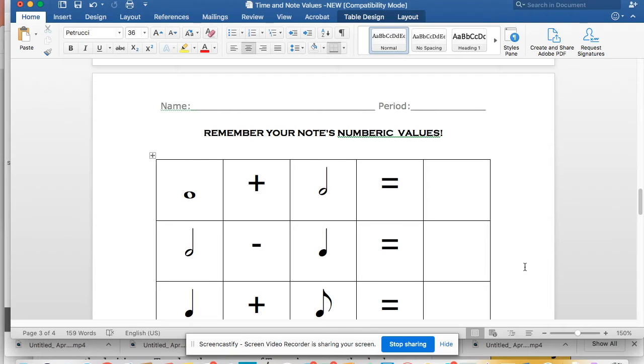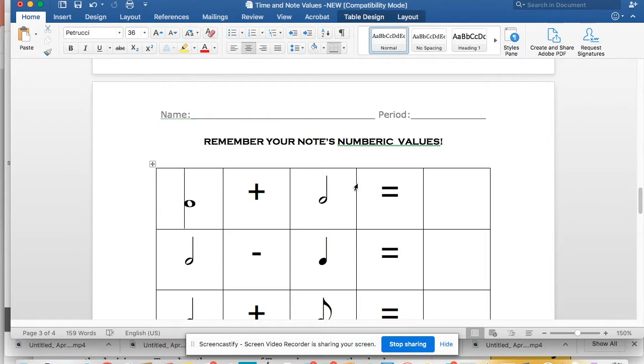Remember your notes' numeric values. Take a look right here. We've got a whole note. What did we assign to that? 4. And here's a half note. What did we assign to that? 2. 4 plus 2. What's the answer? Correct. It's 6.